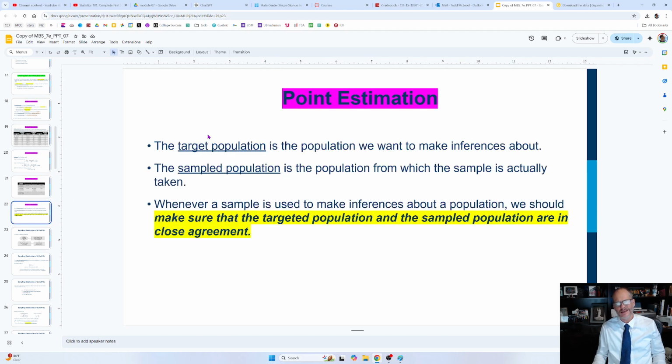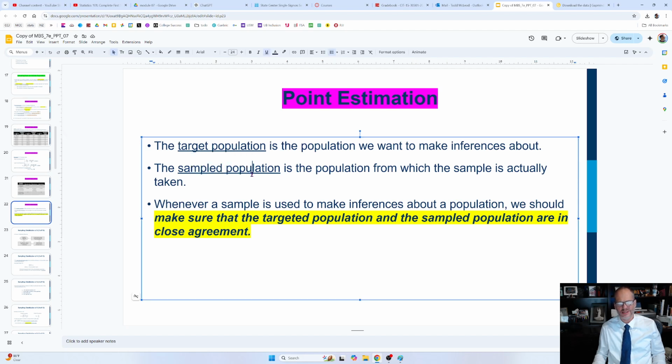So just some more vocabulary here. The target population is the population we want to make inferences about. The sampled population is the population from which the sample is actually taken. To me, this is just unnecessarily adding extra vocabulary, because we're talking about a sample and we're talking about a population. So we could say, hey, it's the sampled population, the people that we sampled. And that is going to allow us to make inferences about the target population, right? So the population we make inferences about, and the population from which the sample is actually taken, the sampled population.